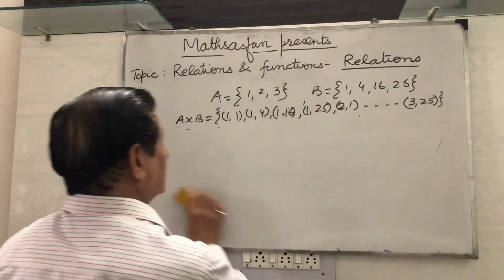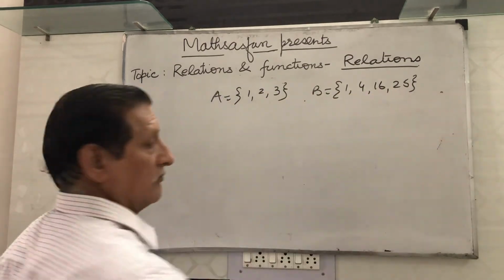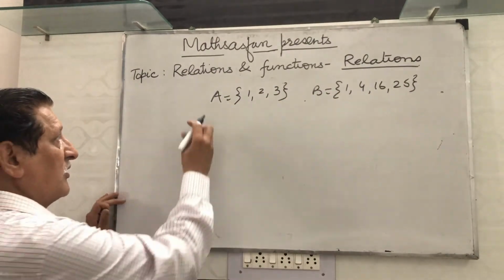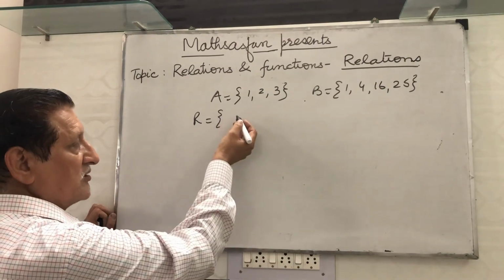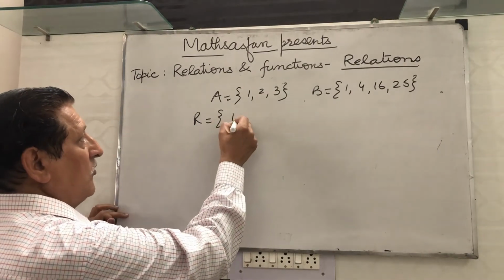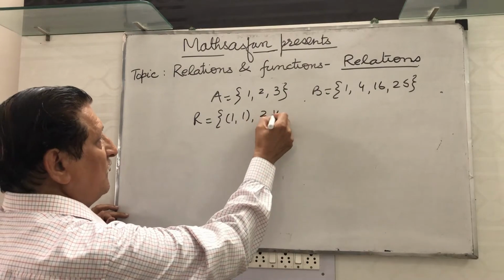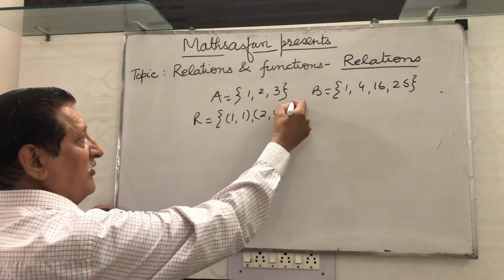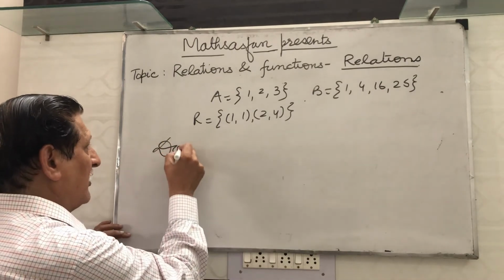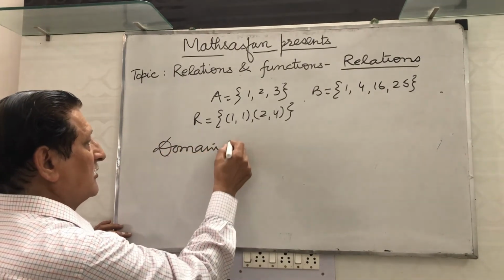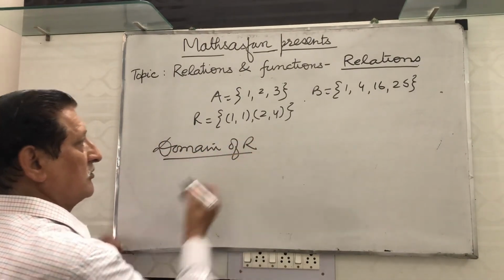I am taking the same question we had given. In this, R was a subset of A cross B, 1, 1 and 2, 4. We have seen the images here. Now what is the domain of R? Let's learn about the domain and range.